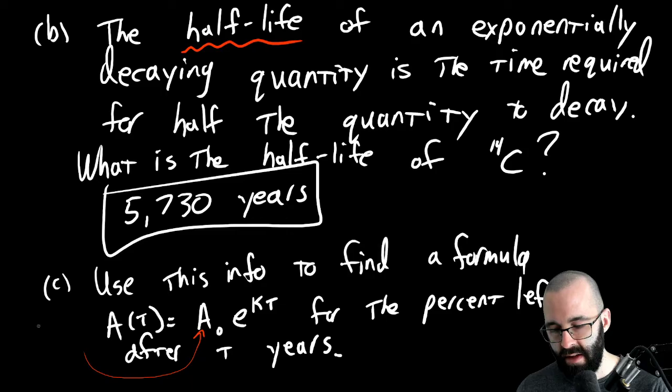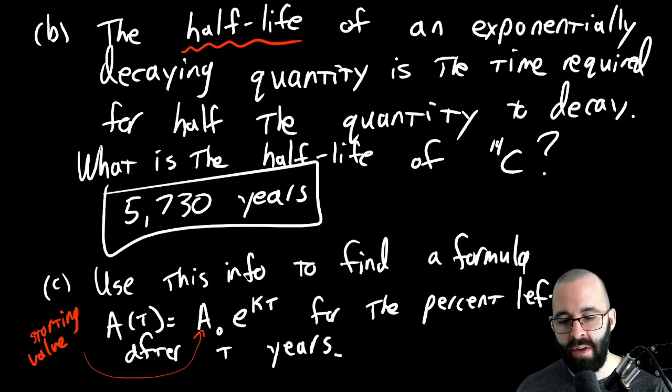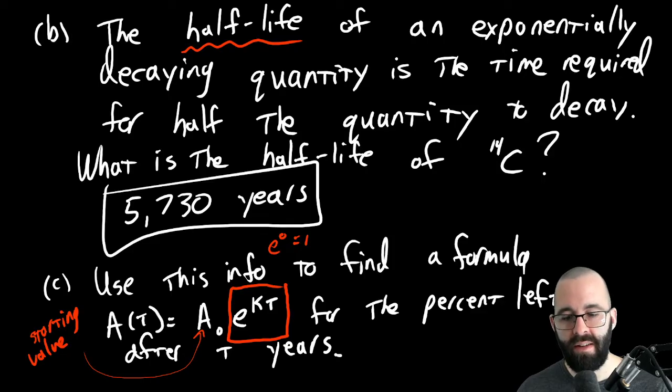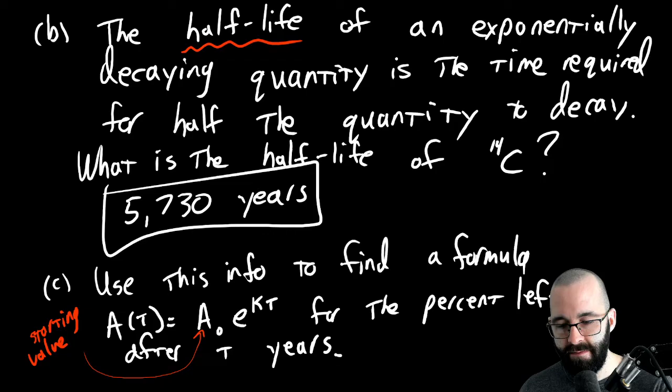A naught is what's known as the starting value, when T is equal to 0. Because when T is equal to 0, what happens? When T equals 0, this becomes e to the 0, which is 1. That's why that A naught is that starting value, because everything else goes away.